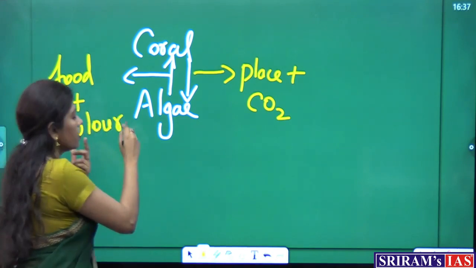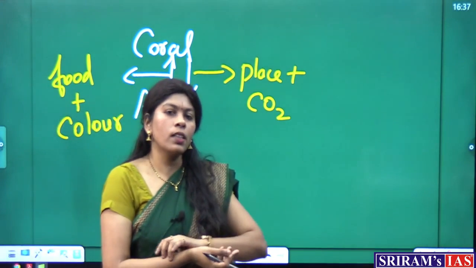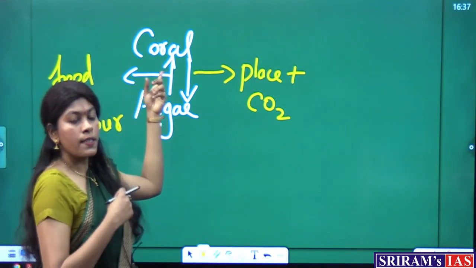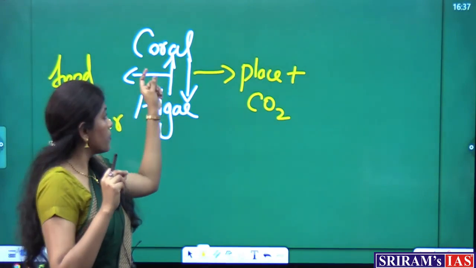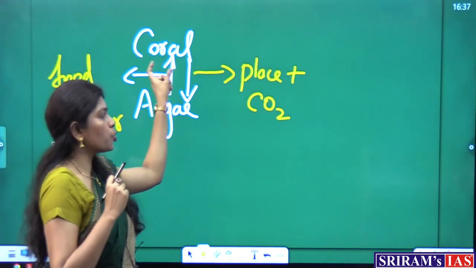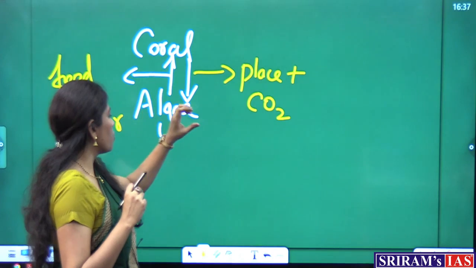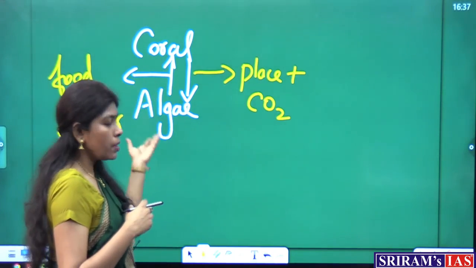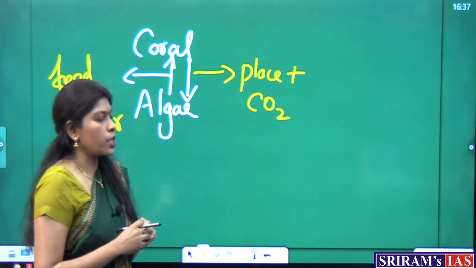Here the algae along with food will also give color. Don't think that they will give some color pencils and all. The algae is colorful. So when they reside in the cells, that is within the tissues of this animal, the polyp, they live within the tissue of this animal. So they give color to coral also. The coral gets color from the algae only. So this way the benefit goes on, association.